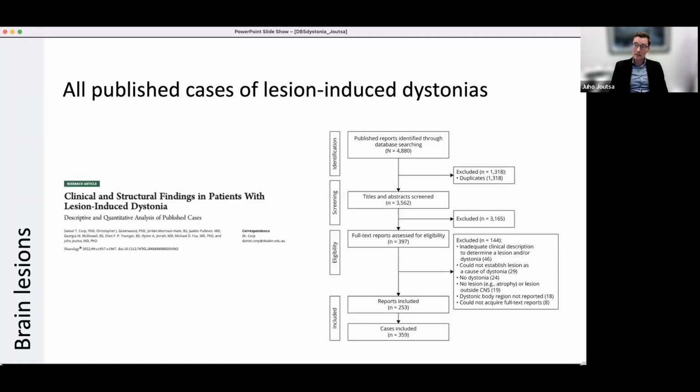The next question in dystonia networks is that since that study was only in cervical dystonia, does the network perhaps generalize across all different types of dystonia affecting different body regions? To that end, Daniel Corp and others collected all published cases of lesion-induced dystonias, ending with 359 cases.